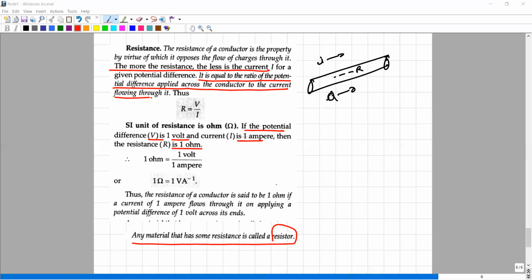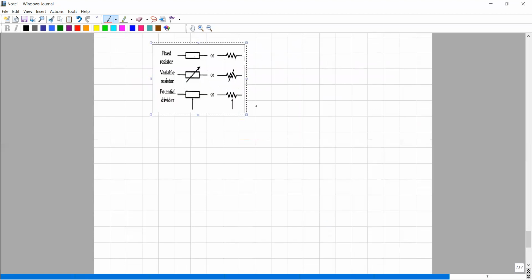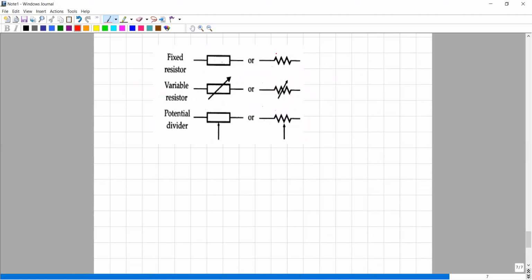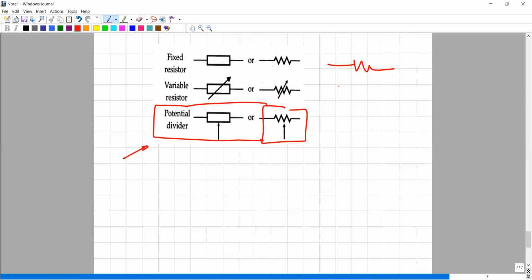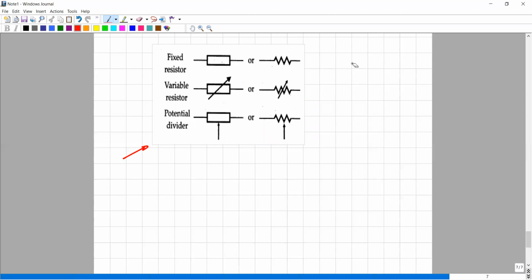There are different diagrams for resistance, that is, different symbols. So you have a fixed resistance and variable resistance. This is how a fixed resistance looks like. This would be a variable resistance. And this is a potential divider. Now, if you don't know what a potential divider is, we will be doing this in this chapter itself. You'll come across it, but you should know because it is discussed in the class 10 syllabus. So this is the symbol.